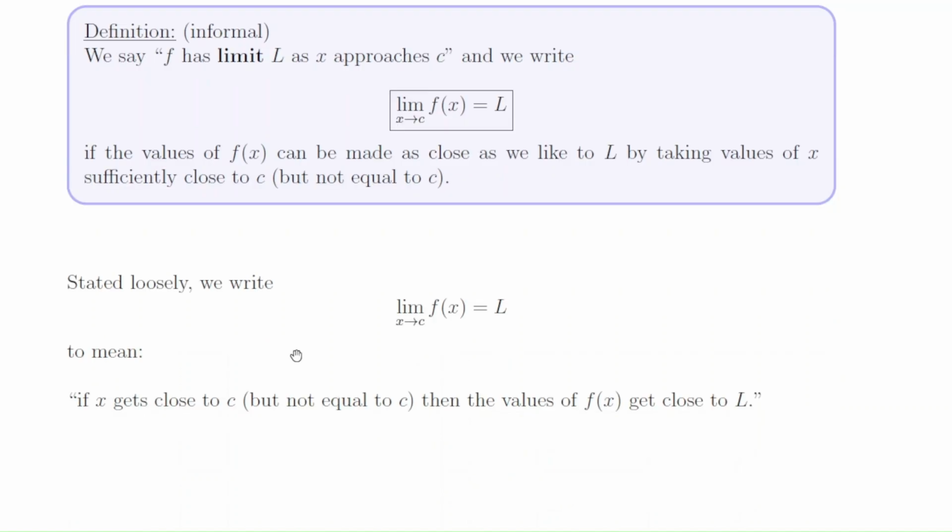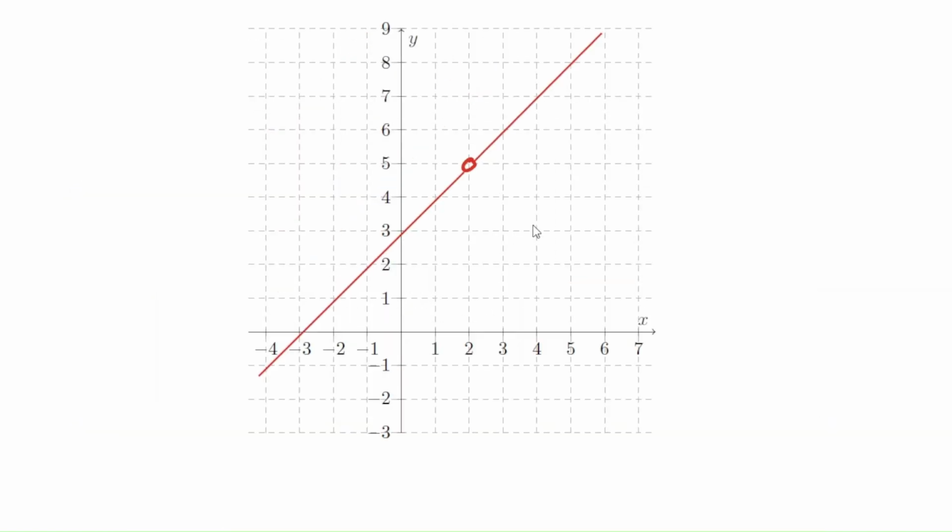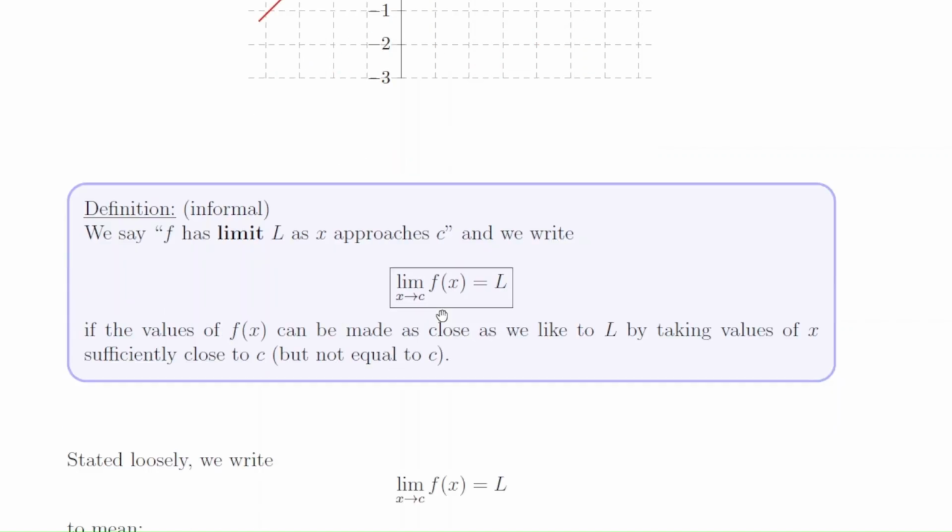Or another way to state this, and I like to think of it this way, is we write this notation to mean if x gets close to c, but not equal to c, then the values of f of x get close to L. In fact, you can see that here. If our input values are close to 2, aren't those output values close to 5, right? If we plug in like 1.9, our output values are close to 5. And we can get our output values as close as we want to 5 as long as we take the input values to be sufficiently close to 2, but not equal to 2.